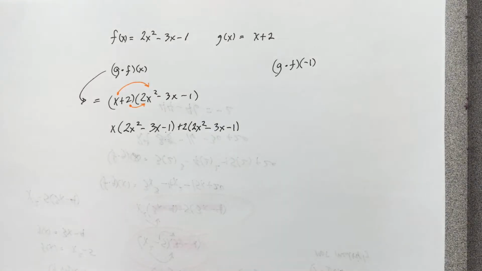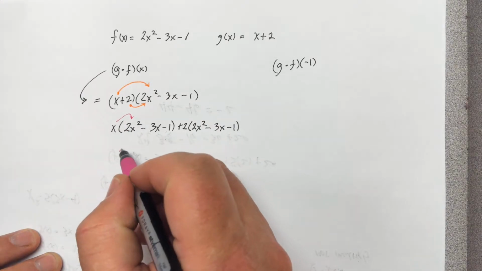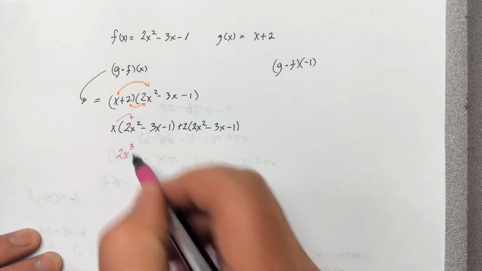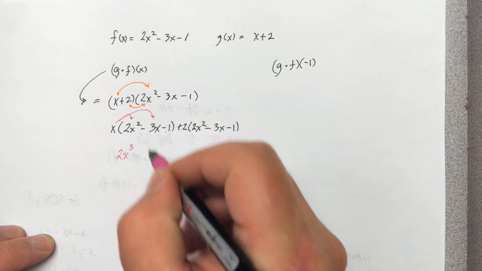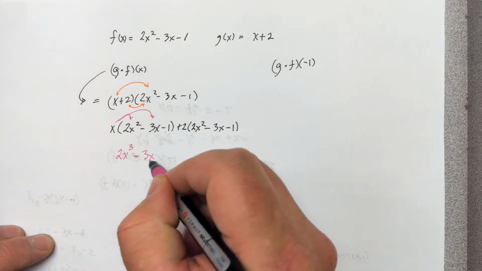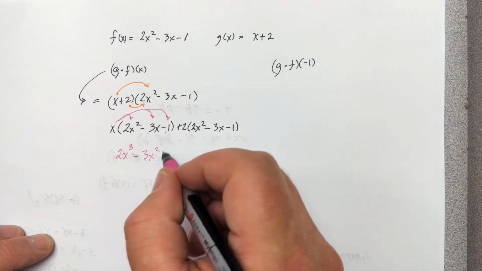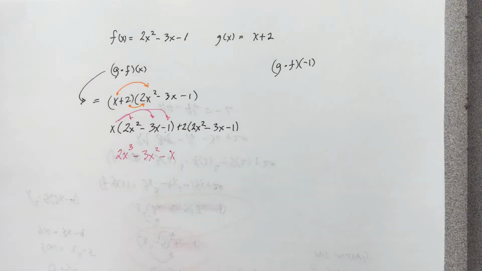So now distribute. So these two, 2x cubed, because x squared times x cubed, right? And then, let's see, minus 3x squared, and minus x. So far, so good, Celine? Yeah? Okay. And you're doing okay too? Yep. Alright, let's do it.